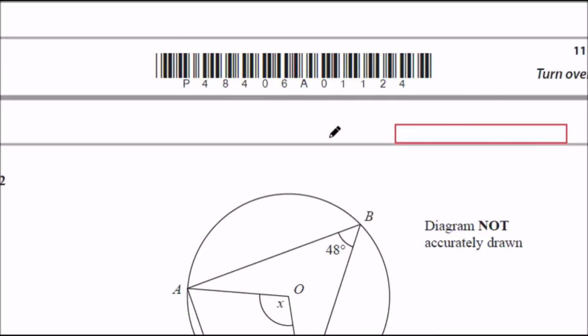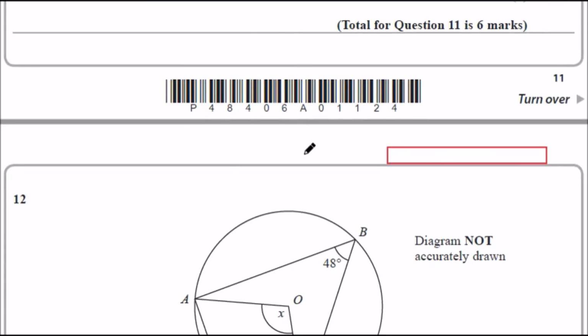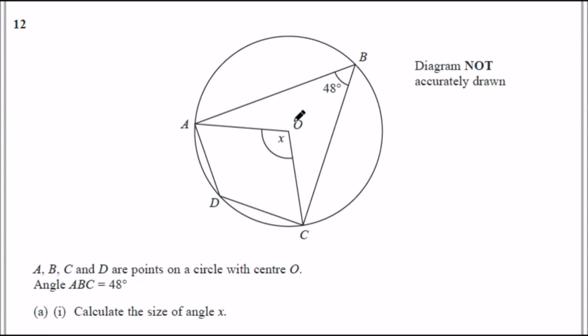Yeah, sounds good to me. Okay, zoom out, so I just don't want to mess this up. Zoom down. Okay, number 12.